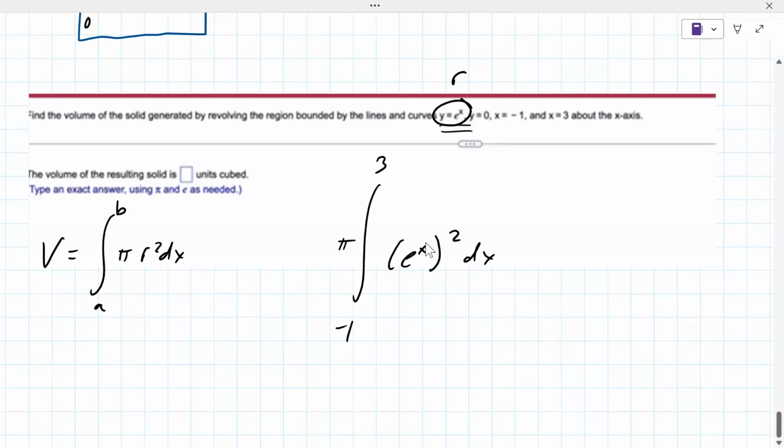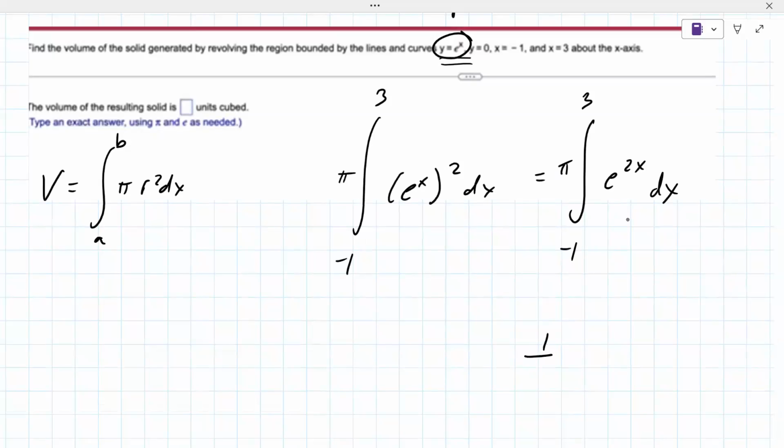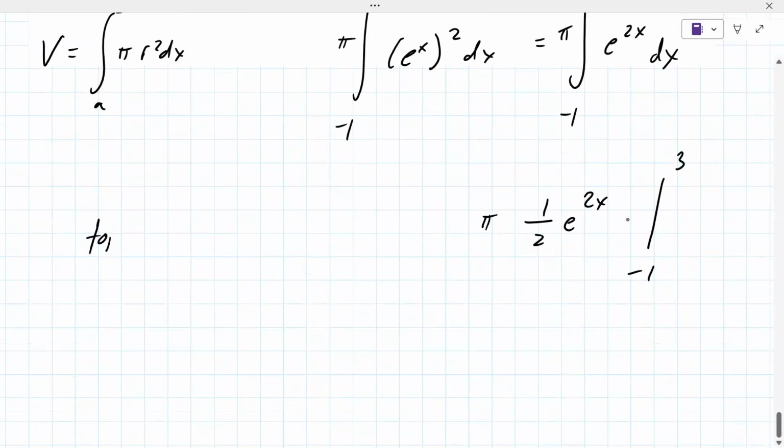Now, when you square e to the x, it becomes e to the 2x. It's not x squared, it's just e to the 2x dx. The antiderivative of e to the 2x is 1/2 e to the 2x. Bring the pi down, your value from -1 to 3. So it's always top minus bottom. You put that top bound in and then the bottom bound in. So this pi over 2 kind of just lingers on the outside. e to the 6, that's putting the 3 in, 2 times 3 is 6, minus e to the -2. And that is your final answer.